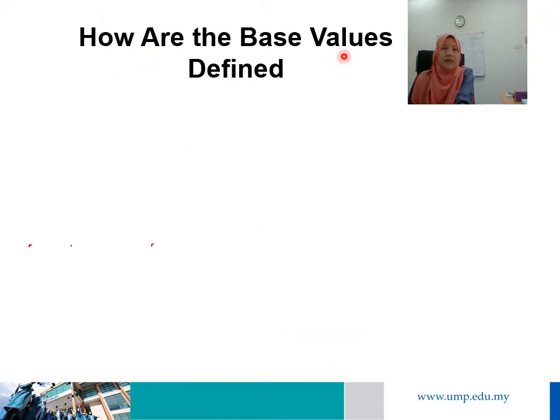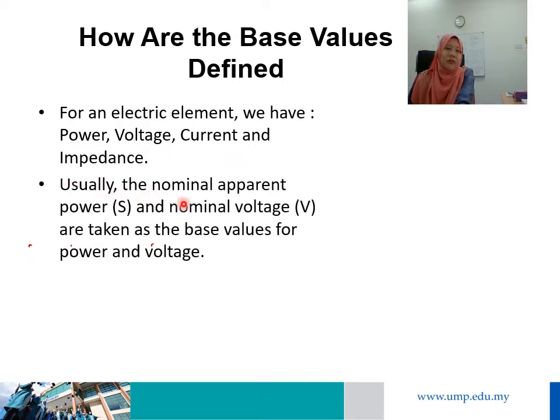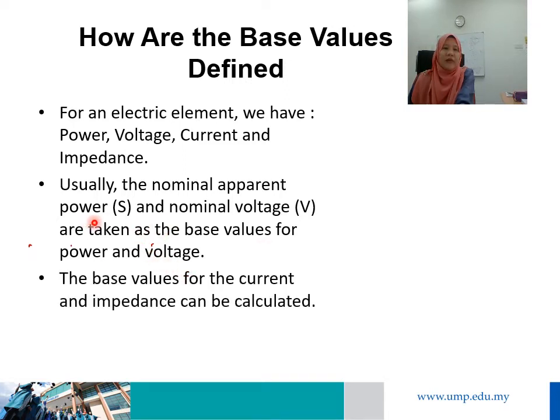So how are the base values defined? For an electric element, we have power, voltage, current, and impedance. Usually, the nominal apparent power S and nominal voltage V are taken as the base values for power and voltage. So, using the apparent power and voltage as the base values, we can calculate the values for current and impedance.